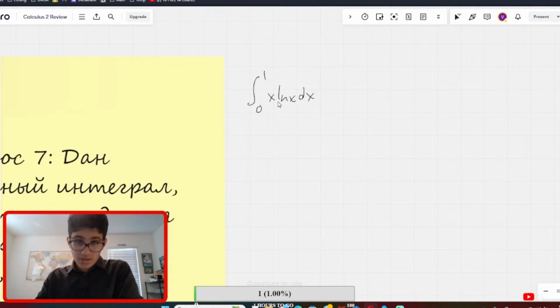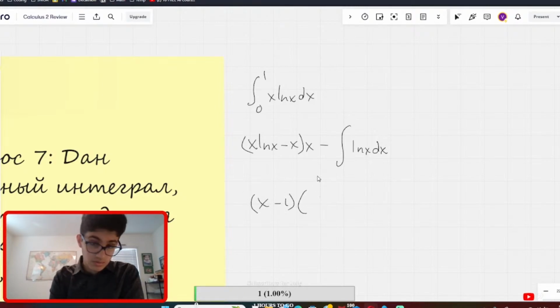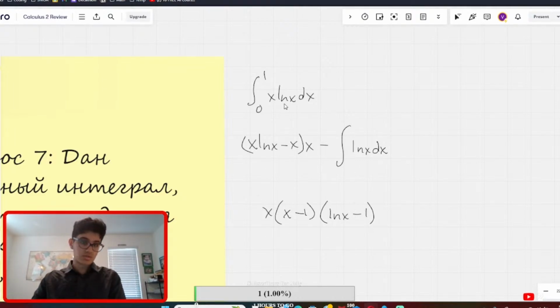You have to integrate this. Actually, how do we integrate this? That's the first question. I guess it'll be x natural log of x minus x times x minus the integral of natural log of x dx. So it's basically x. Wait, one second. It should be x minus 1 times x. Wait, this is weird, but I think it's x times x minus 1 times natural log of x minus 1. Something like that.